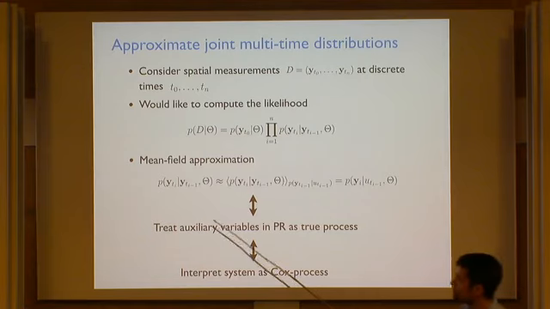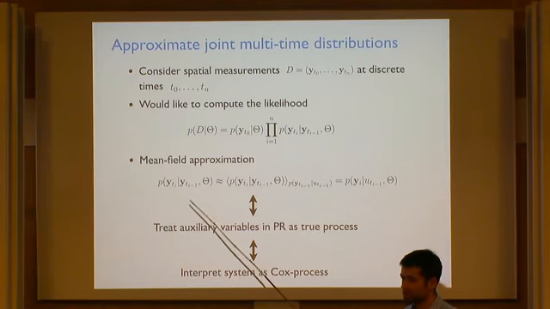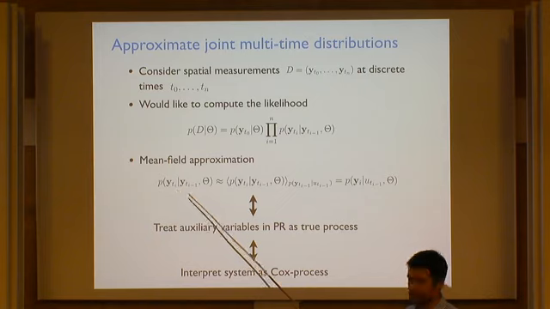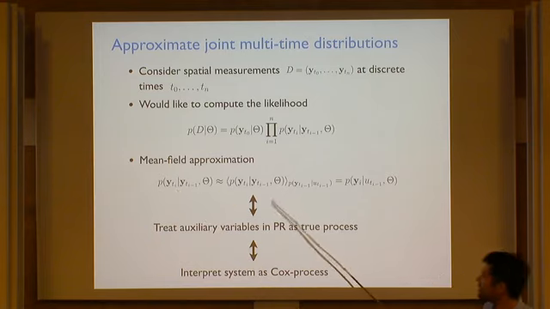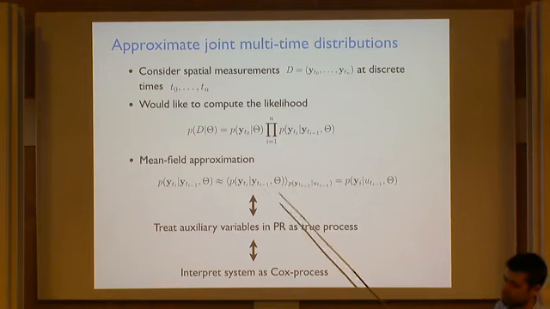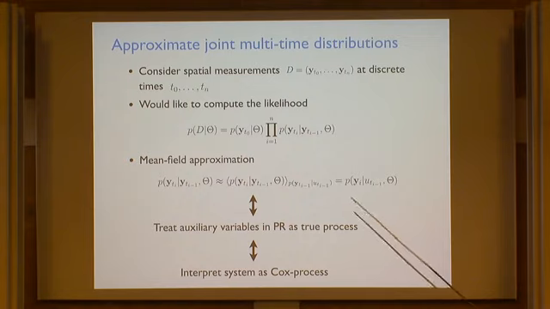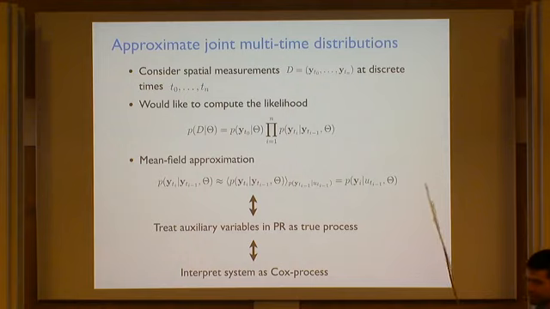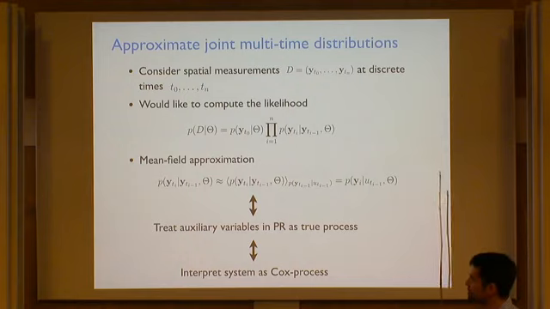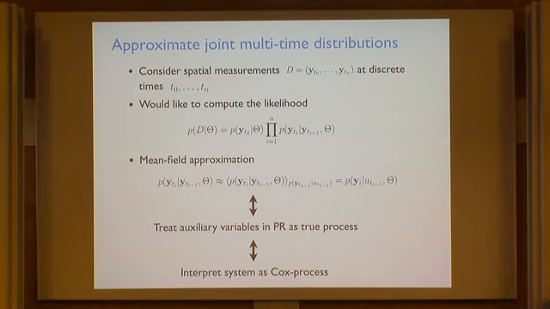And what we now do is we replace the conditioning on the direct correlation between two different time points by marginalizing out the previous time point with respect to the intensity field at that time. So we replace the conditioning on the intensity field. In other words, we just take the Poisson representation and treat the variables now not as auxiliary variables, but as the true state of the system. So again, we just treat it as a Cox process.